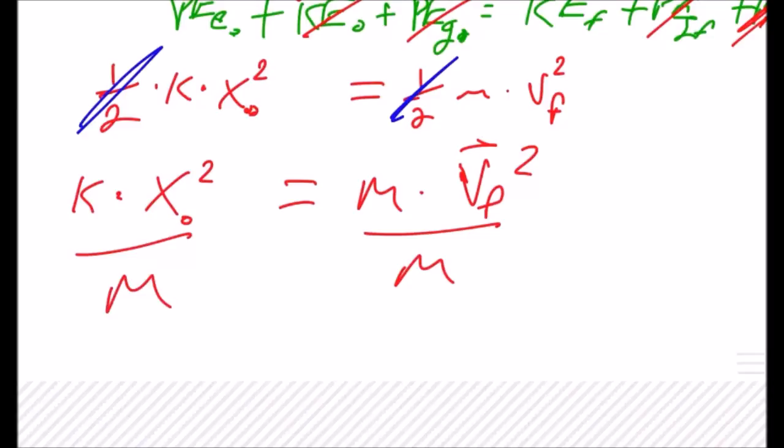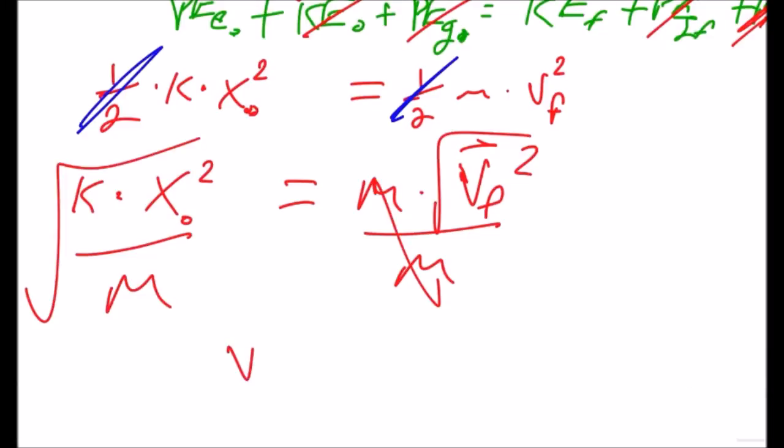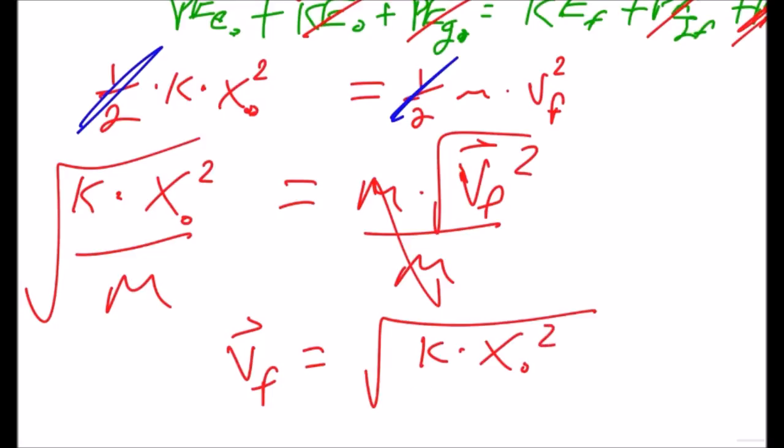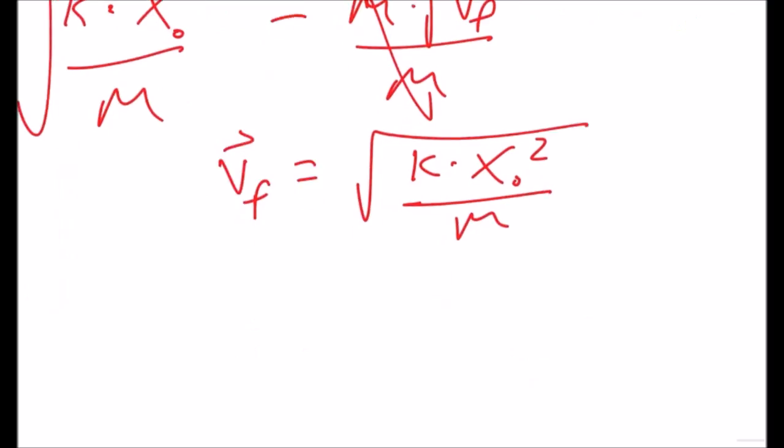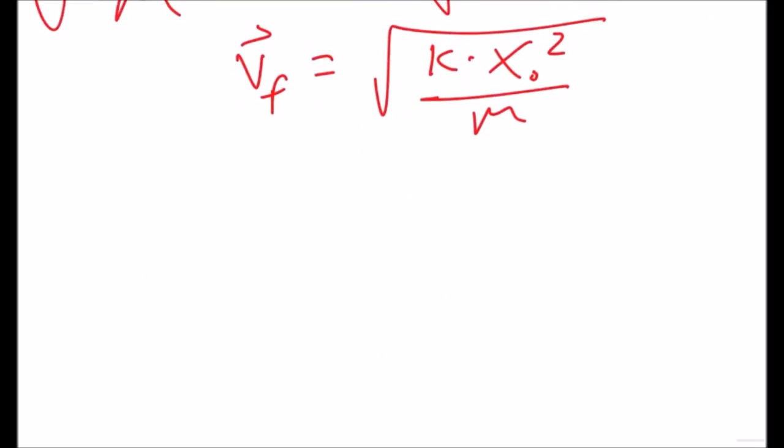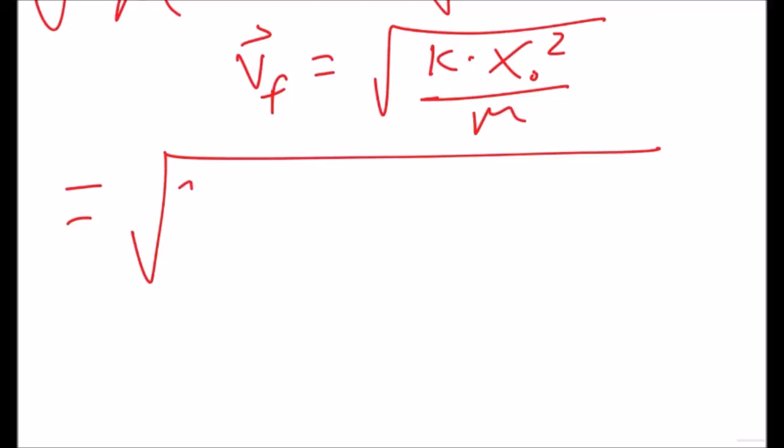Okay, so my final velocity then is equal to the square root of the spring constant times x naught squared over mass. Yes, we do. It's 2.0. Who gave it to us? I have a question. Is it an x squared type of equation or no?